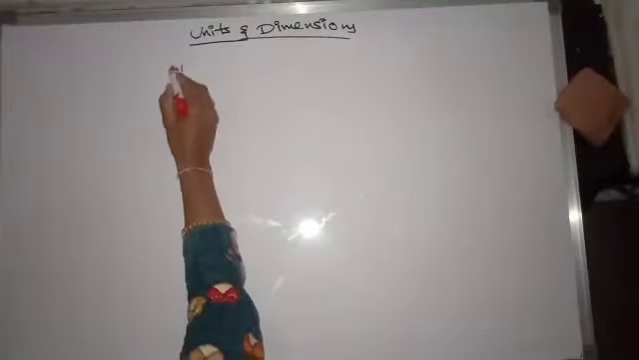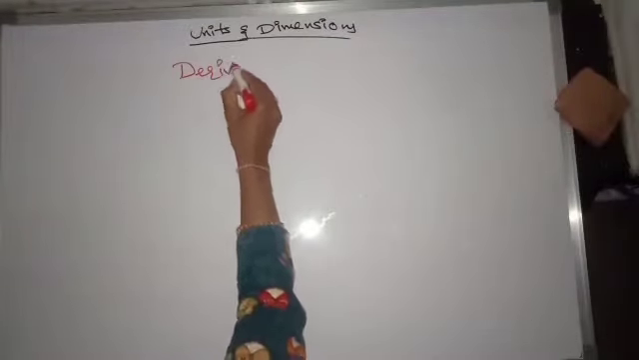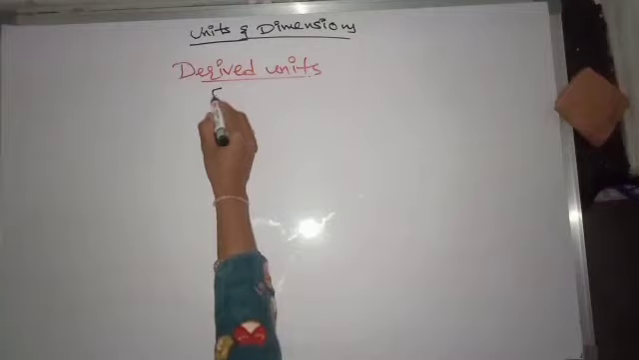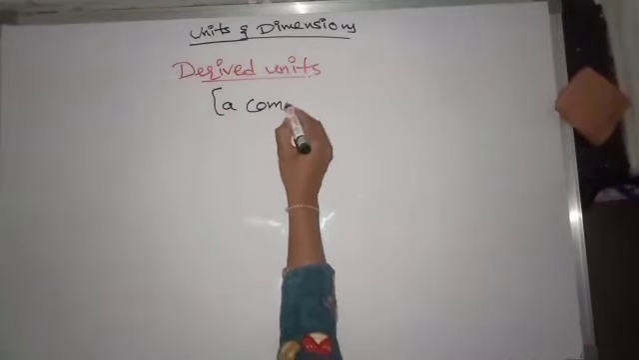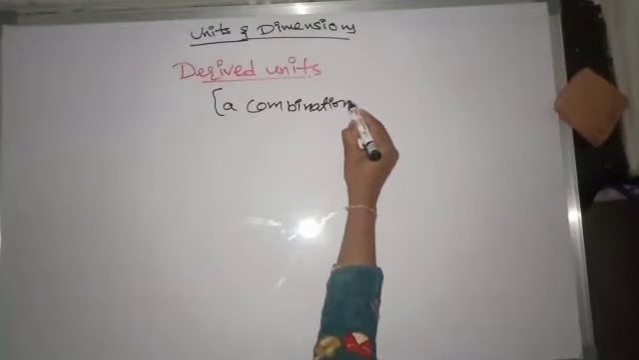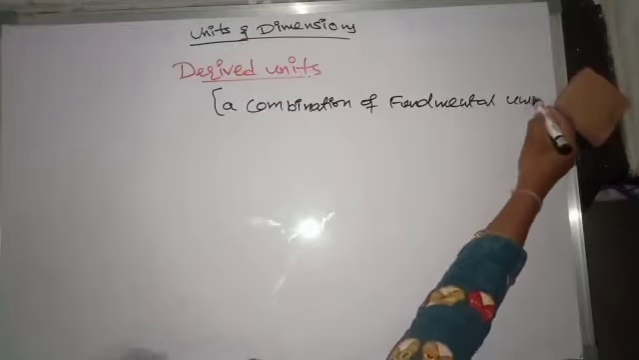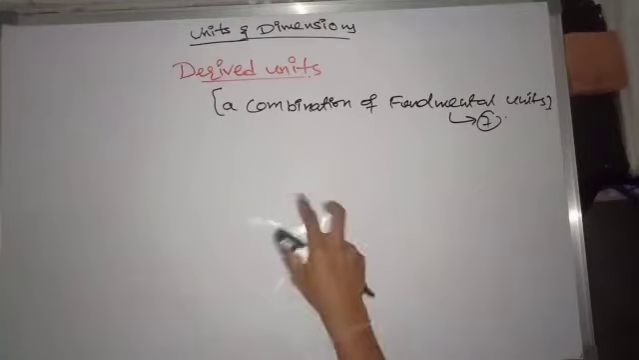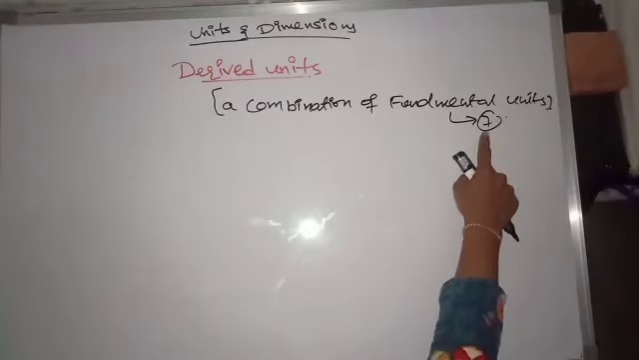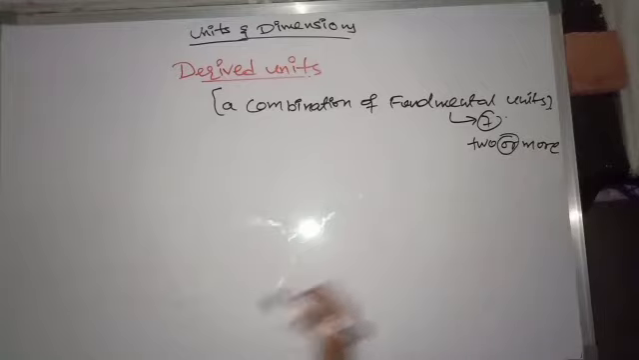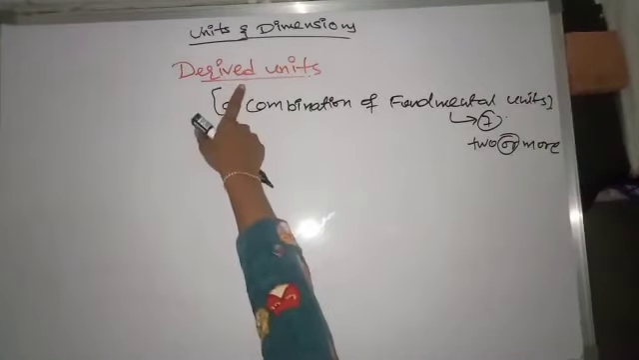Okay, derived units and derived physical quantities. Units are of two types, we know that. One is fundamental units and the other is derived units. What are derived units? Derived units are a combination of fundamental units. We know that we have 7 fundamental units. We are combining two or more fundamental quantities or fundamental units to form derived units.